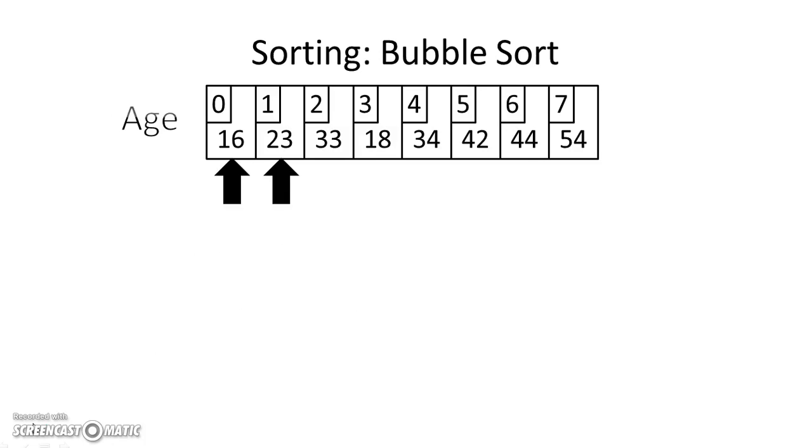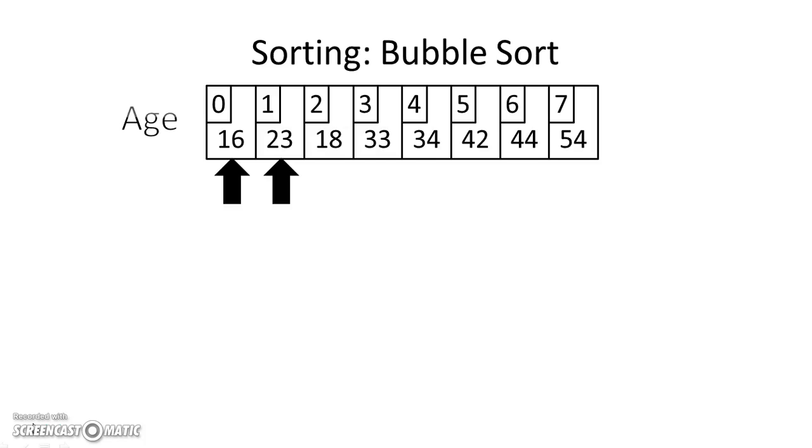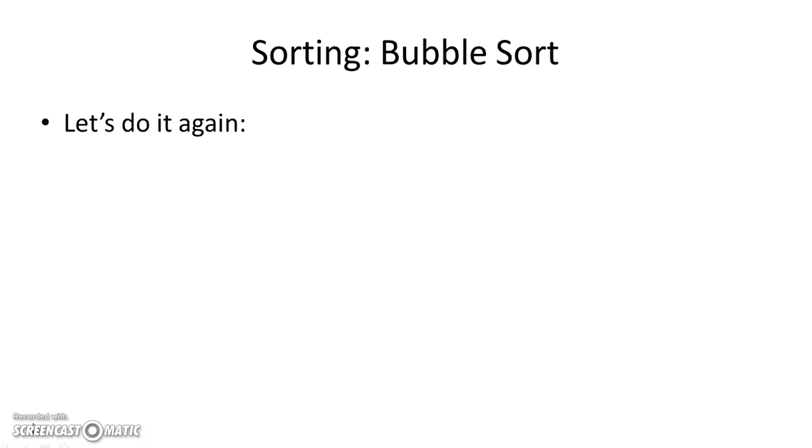Let's do it again. 16, 23 no swap. 23, 33 no swap. 18, 33 we swap. And then the rest there's no swaps. So we've pushed 33 into the correct position. If we do it again, 16, 23 no swap. 23, 18 swap. 23, 33 no swap. No swap. No swap. No swap. And no swap. So now we have moved the sixth largest value, 23, into its correct position.